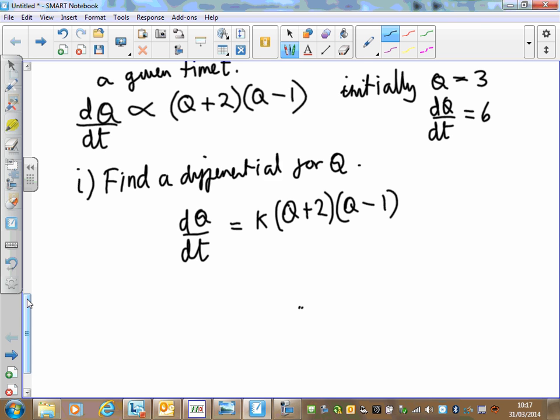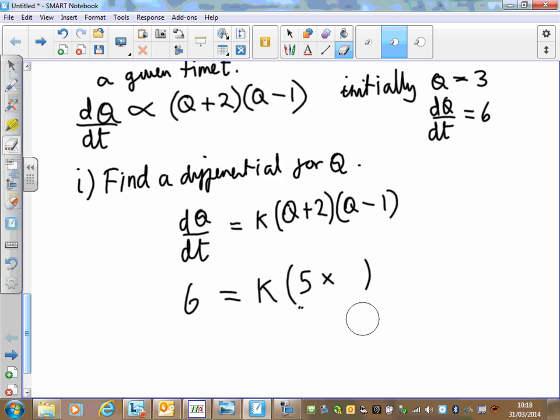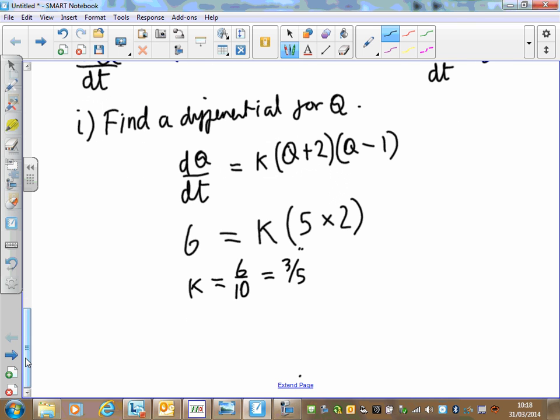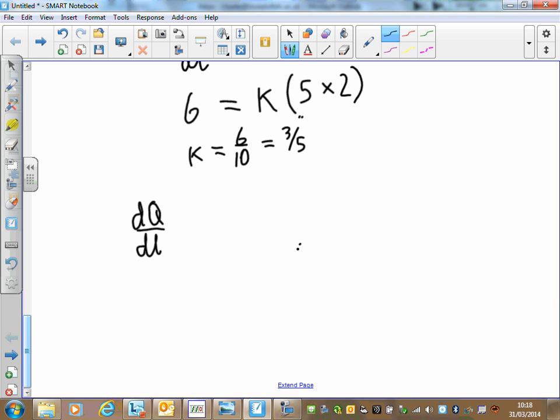Yeah, you substitute these values in. Initially, so when t is 0, there's no t in here, so it doesn't matter. dQ/dt is 6. k lots of 3 plus 2, which is 5, multiplied by 3 minus 1, which is 2. So k is equal to 6 tenths, which is 3 fifths. So our differential equation becomes dQ/dt is equal to 3 fifths (Q plus 2)(Q minus 1).